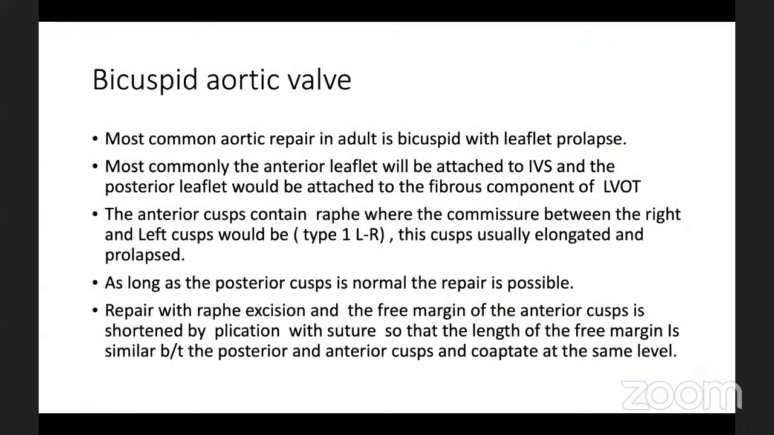Bicuspid aortic valve is the most common aortic repair, the bicuspid with leaflet prolapse. Most commonly, the anterior leaflet is the one that prolapses, and it is attached to the interventricular septum, and the posterior leaflet is attached to the fibrous component of the LVOT.